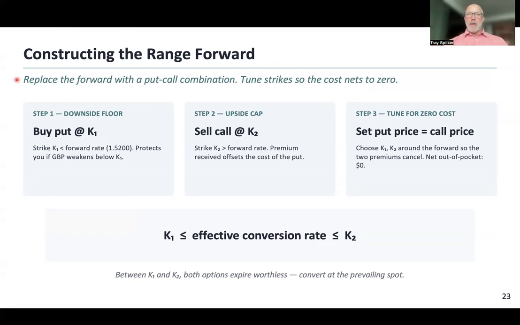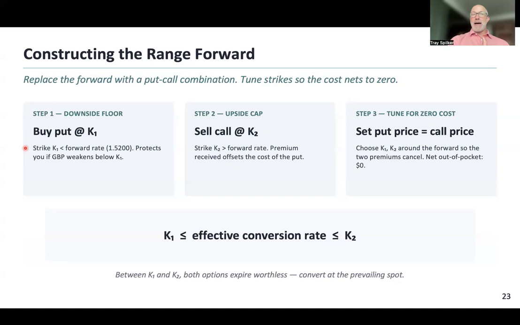So, here's the construction. Instead of shorting a forward contract, what we do in step one here is to set a downside floor. So we'll buy a put option at the lower strike price of K1. And we'll set it such that it's somewhere below where the equivalent forward rate was. We're looking in the forward or futures market, in our little example, at $1.52 per British pound. So we'll pick a strike price somewhere below that.